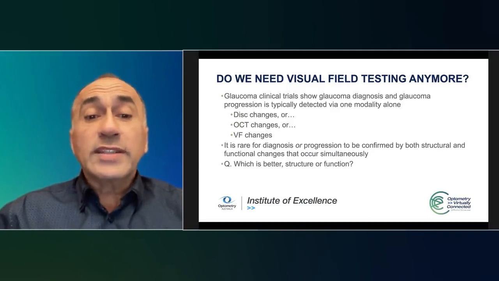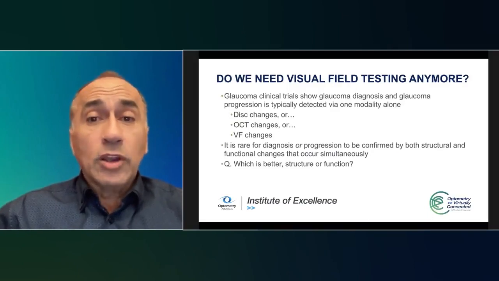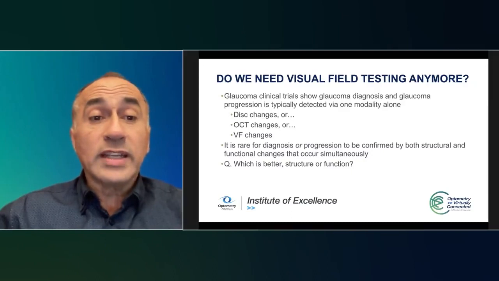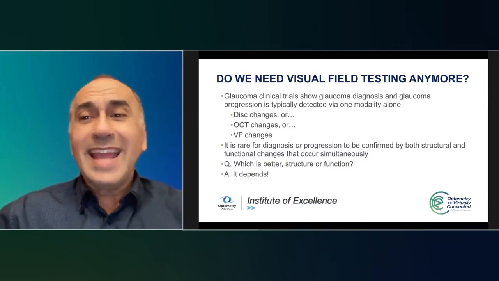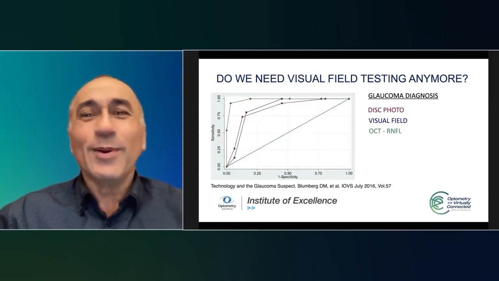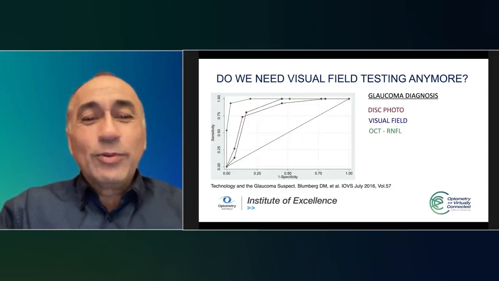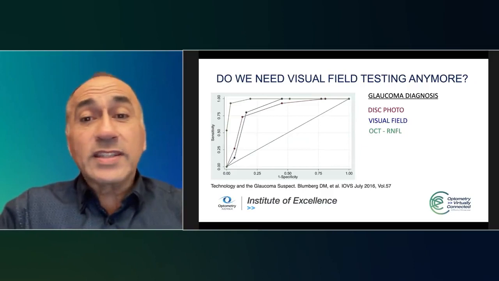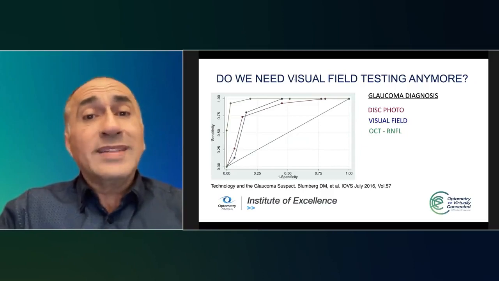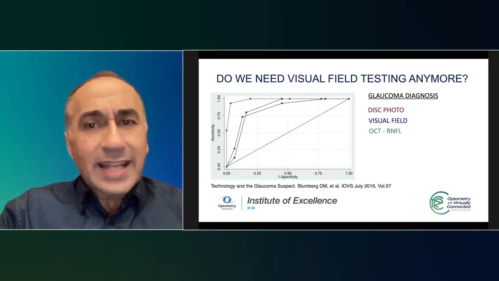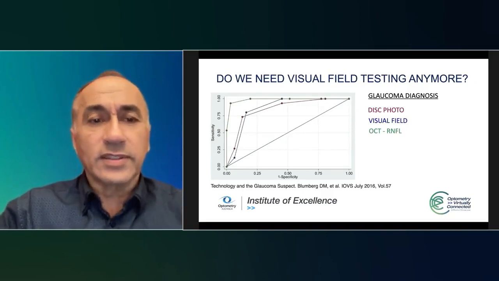So then the question is, which is better to detect glaucoma and which is better to detect progression? Is it disc changes? Is it OCT? Is it visual field changes? And the answer is, it depends, like most things in life. In Dana Bloomberg's study, they had patients that were newly diagnosed with glaucoma, and they looked at how we found this patient had glaucoma. How did we make the diagnosis?